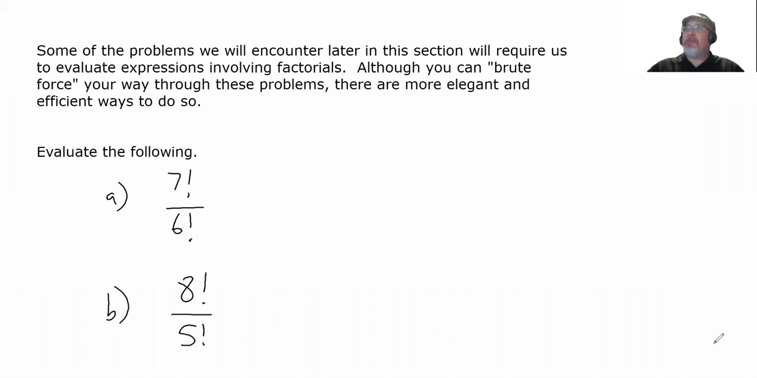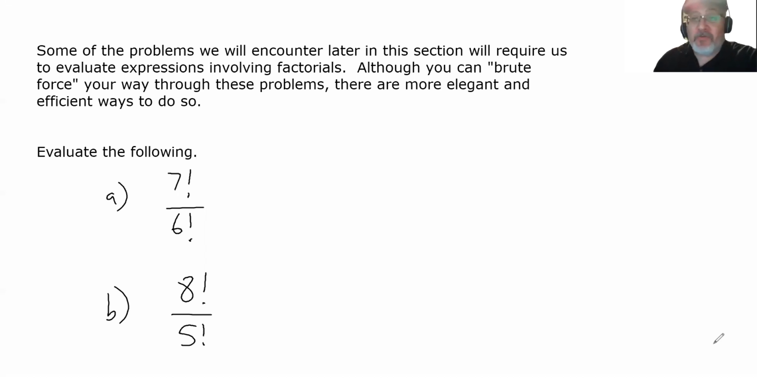Some of the problems we will encounter later in the section will require us to evaluate expressions involving factorials. Although you can brute force your way through these problems, and I'll explain what I mean by that in just a second, there are more elegant and efficient ways to do so. I want to show you how to do these problems faster and easier to minimize the chance of making a mistake. For these two, we just have a ratio of factorials.